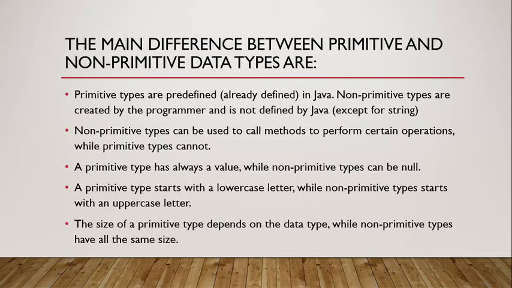A primitive type starts with a lowercase letter, while non-primitive type starts with an uppercase letter. The size of a primitive type depends on the data type, while non-primitive types have all the same size.